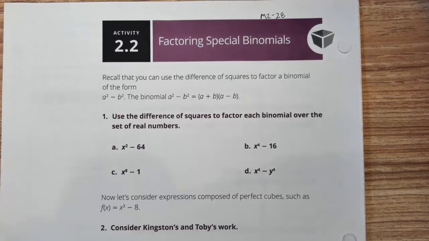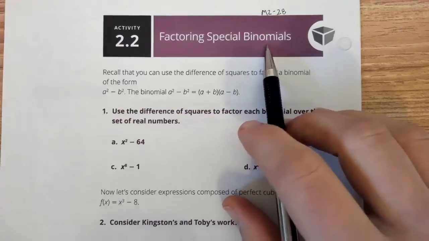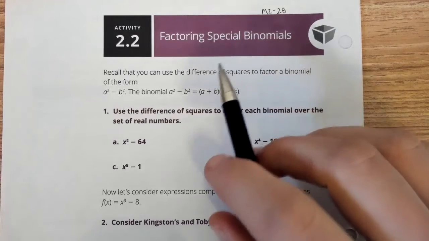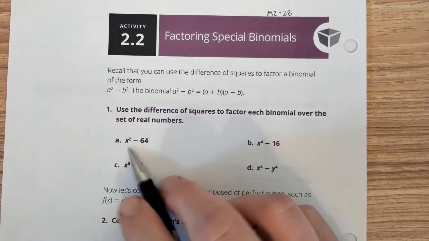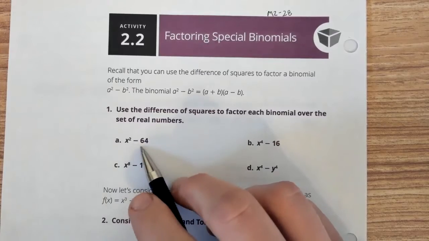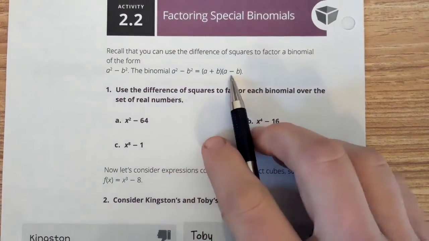Hey everyone, we are working in the textbook today. I am on page M2-28, and the title of the section is called Factoring Special Binomials. So this is just a fancy way of saying we're going to be factoring expressions with two terms only, using these very nifty, very helpful formulas.